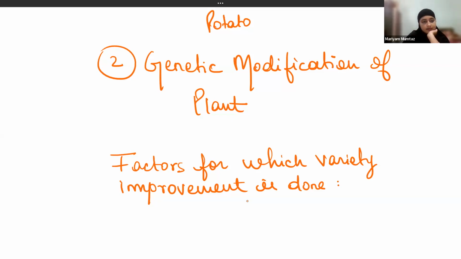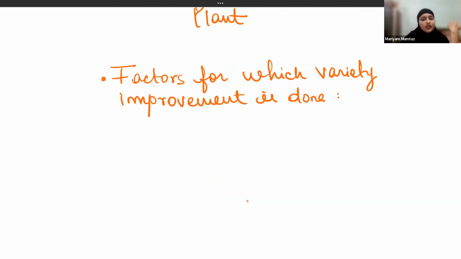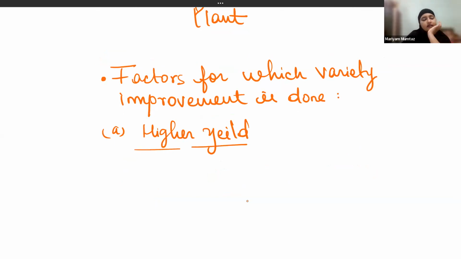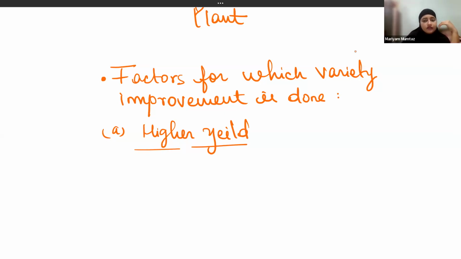Done? Yeah. Okay. Now let's come to these factors. Factors for which we do the crop or variety improvement. First one you write down: high yield or higher yield. Can somebody explain what is higher yield? For more production of crops. It is more and more production of crops. That is higher yield. We do the variety improvement for higher yield.